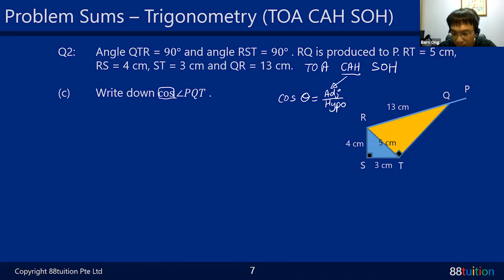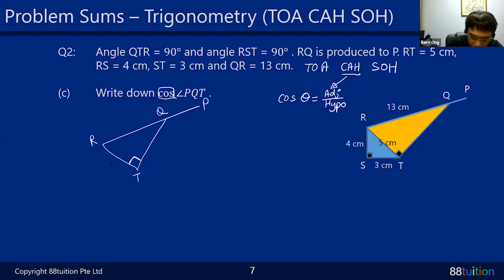So what do you do now? The focus is what? PQT. We are talking about the yellow part of the triangle. Okay. So let me just draw out again. So this portion is like that. Then like that. Down here is your 90. And down here is your R, Q, P. And here is your T. We have this as 5 cm. We have this as 13 cm. And just now we found QT. QT is 12 cm. Down here is 12 cm.